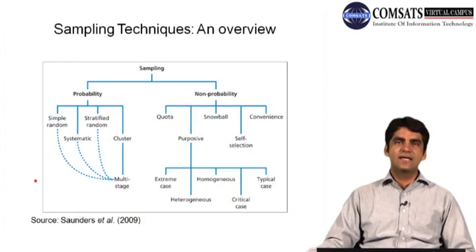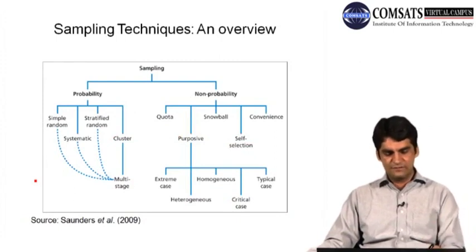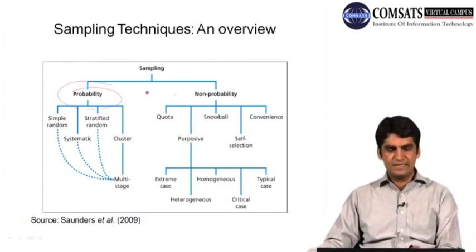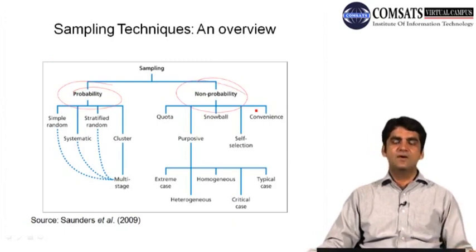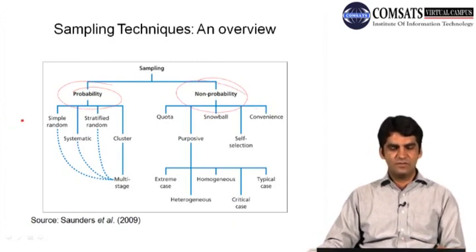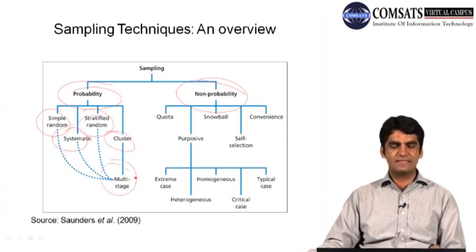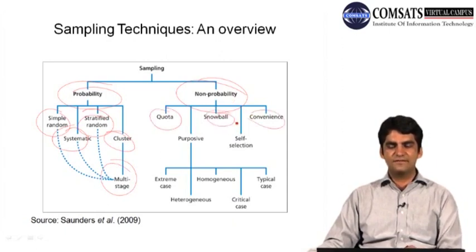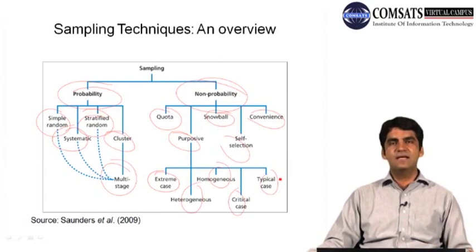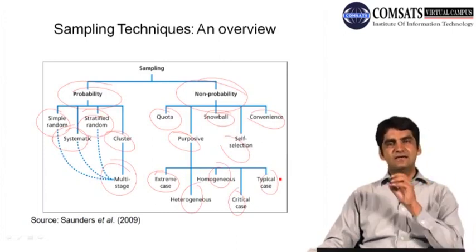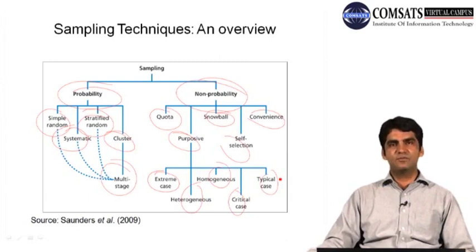We have discussed in detail sampling techniques, and within sampling techniques we have talked about probability and non-probability sampling. Within probability sampling we have talked about simple random, systematic, stratified, cluster, multi-stage, while in non-probability sampling we have talked about quota, snowball, convenience, self-selection, purposive, extreme case, heterogeneous, homogeneous, critical or typical case. And we have seen the various features of each and every sampling technique.